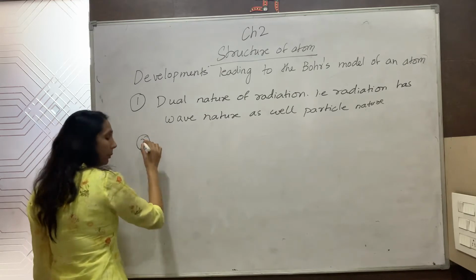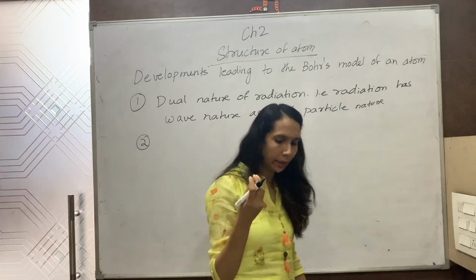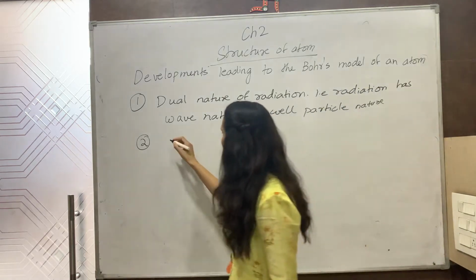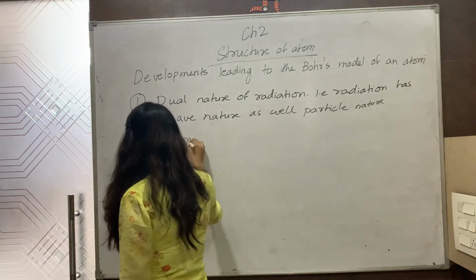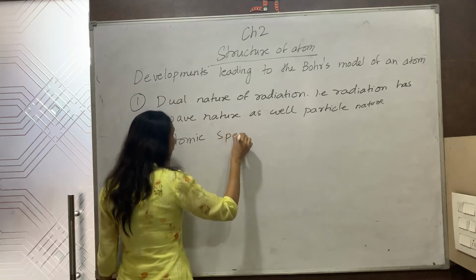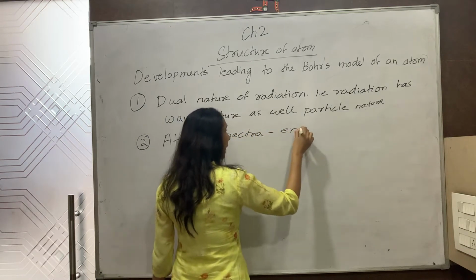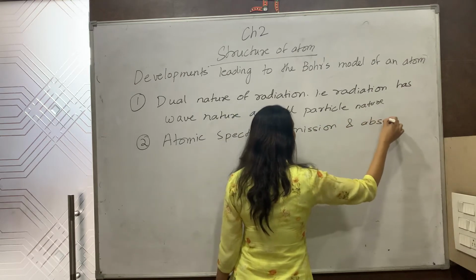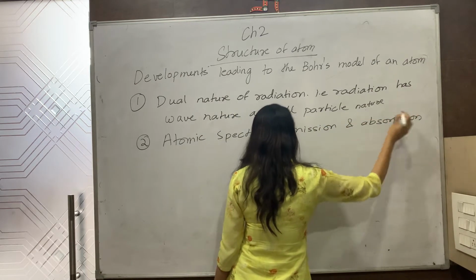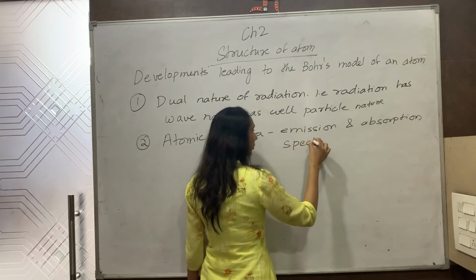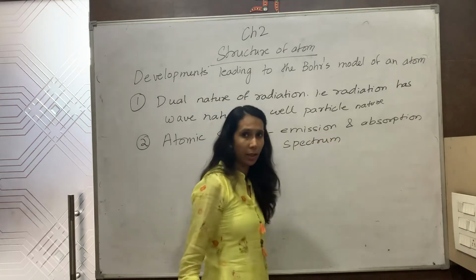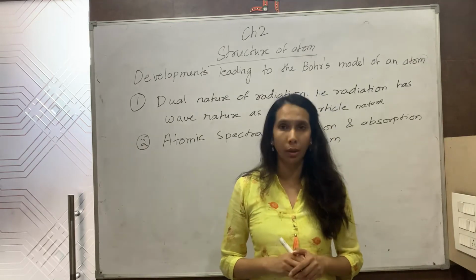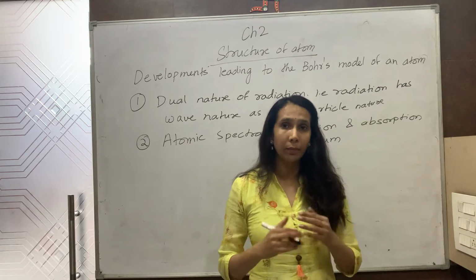And the second concept that developed was atomic spectra, the emission and absorption spectrum for different elements. So these were two important discoveries which led to the development of Bohr's model. We are going to study them stepwise.